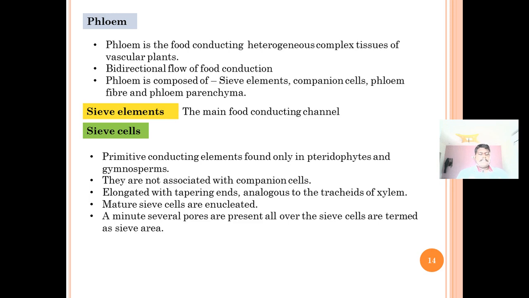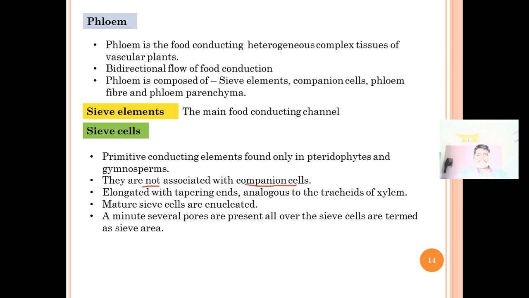The main important function of sieve elements is conducting food materials from source to sink. Sieve elements are very primitive conducting elements found only in pteridophytes and gymnosperms. And the important point you have to note is that sieve cells are not accompanied or associated with companion cells.